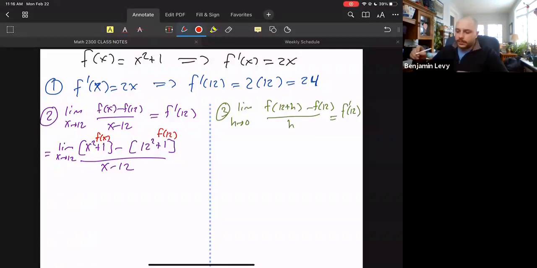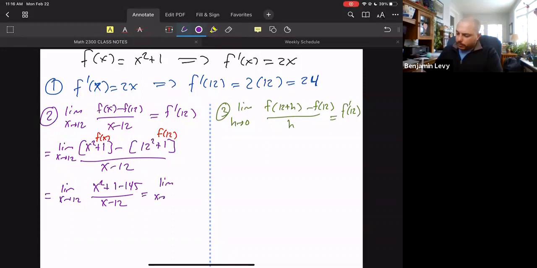Okay, so let's just finish it off then. It shouldn't be that bad. Everyone did pretty well in this part on the test, so we know how to move forward with it. We still have the limit, and then we're going to simplify. So this is going to be x squared plus 1, and then 12 squared plus 1 is 145, so minus 145. We just do that subtraction: plus 1 minus 145 is minus 144.